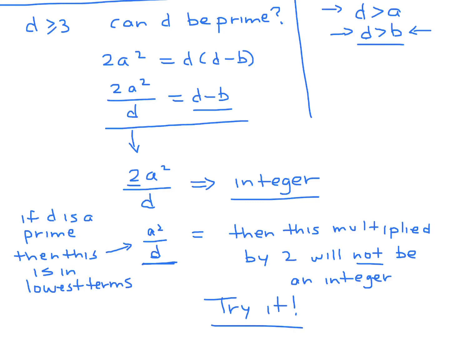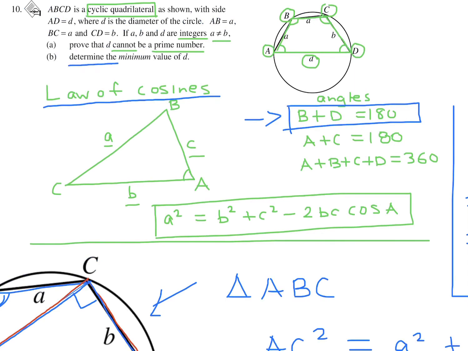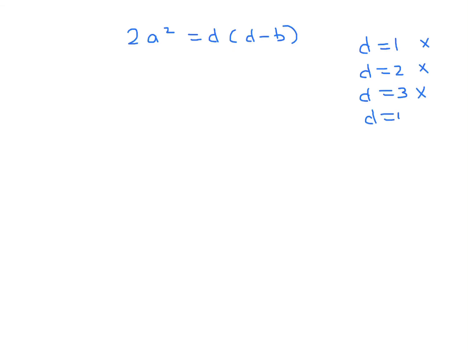So now we move to the next part of the question, which states, determine the minimum value of d. So our equation was 2a squared is equal to d times d minus b. And we will make a table here. D equals 1. Well, that's not the case. D equals 2. We showed that's not the case. Can d equal 3? No, because 3 is a prime number and d can't be prime. Can d equal 4? Well, we'll see.